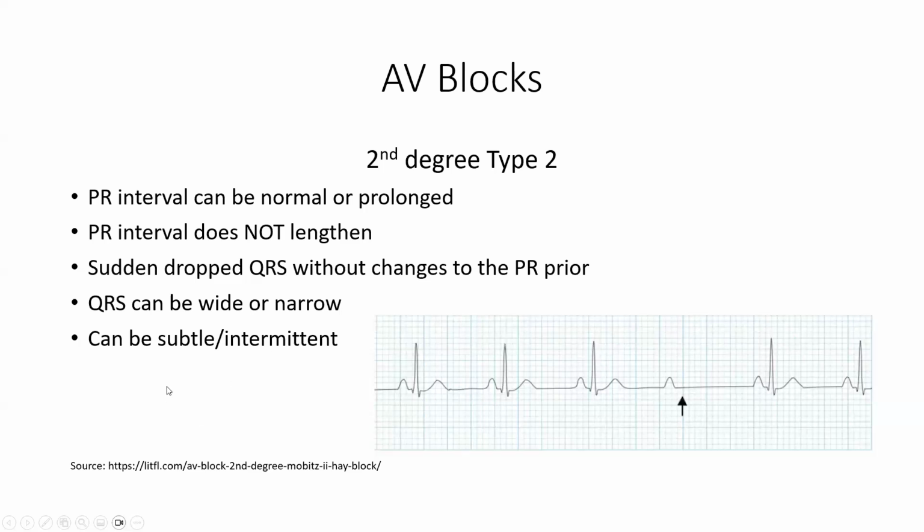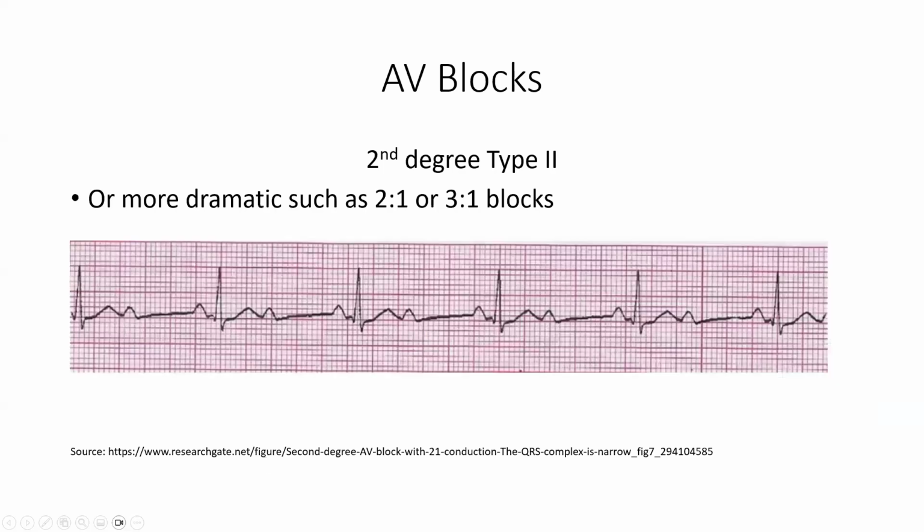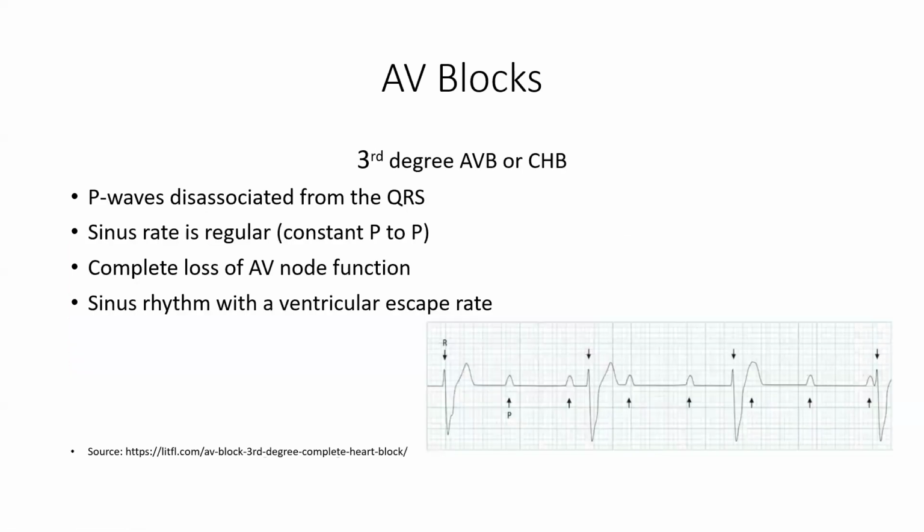It can be intermittent. You could have one dropped beat, you could have multiple dropped beats. It's highly variable. This is a 2-to-1 block. But again, there's still a decent ventricular escape rate, a little less than 60 beats a minute. So that patient, I would hope, would still be perfusing.